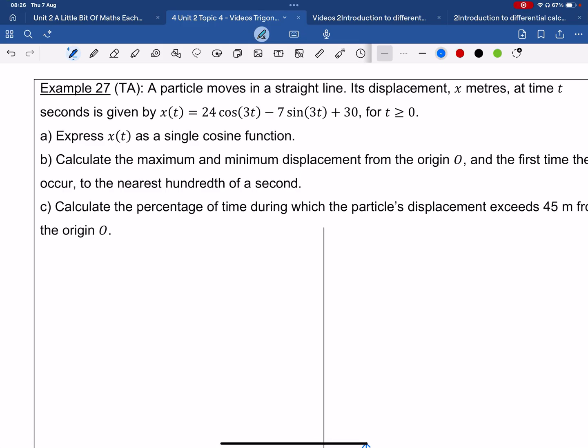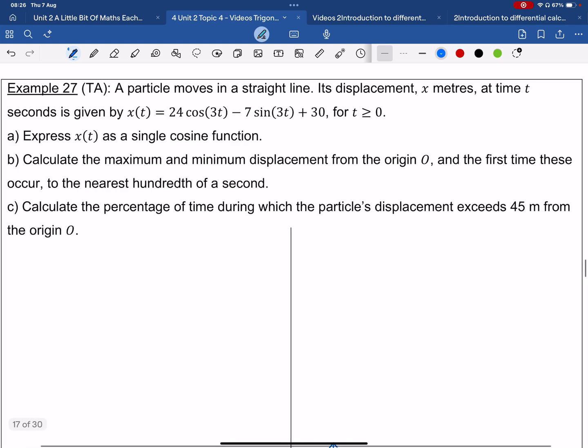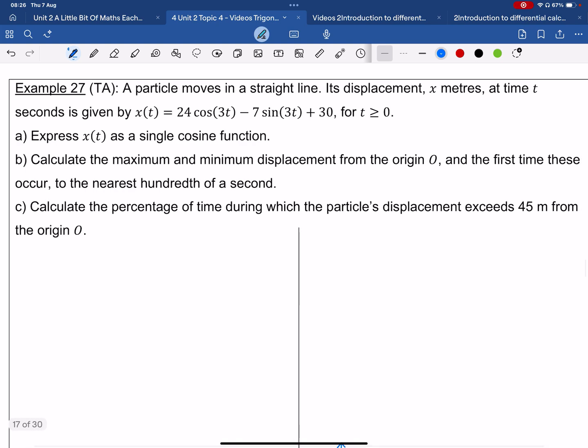All right, this is a Trig active question. Please get your calculator. You're going to be using it for this whole question. A particle moves in a straight line. Its displacement x meters at time t seconds is given by x of t is equal to 24 cos of 3t minus 7 sine of 3t plus 30, for t greater than 0. And it says express x of t as a single cosine function.